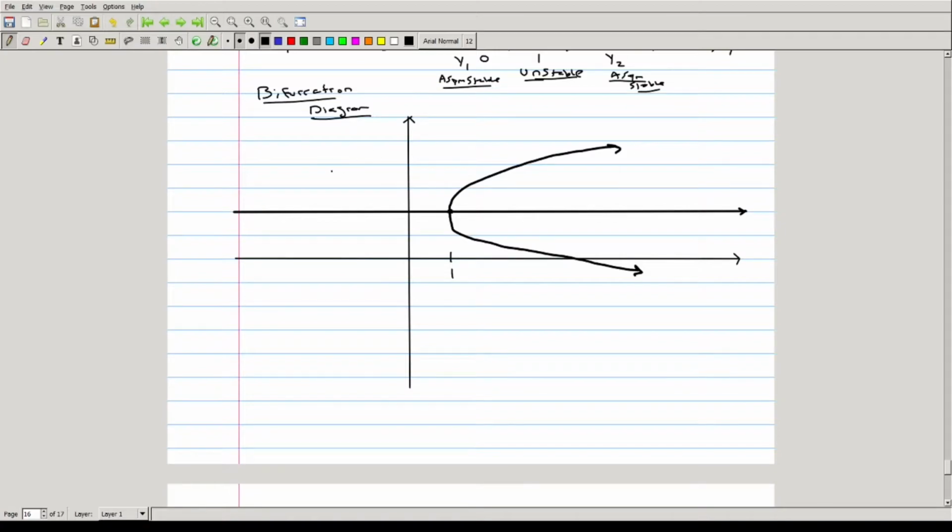And in this region up here, f of y, lambda is going to be negative. In this region down here, f of y, lambda is going to be positive. And what we're seeing is that across this region right here, f of y, lambda goes from being positive to being negative.